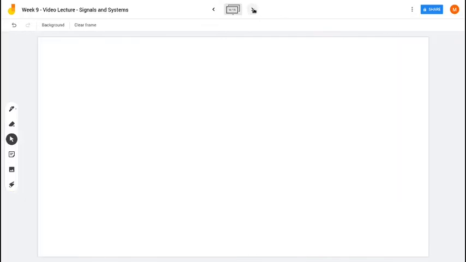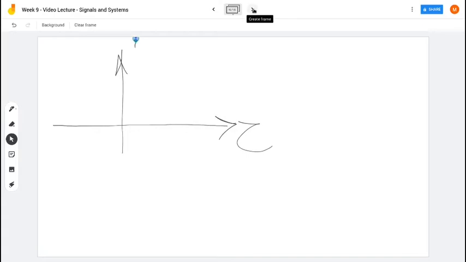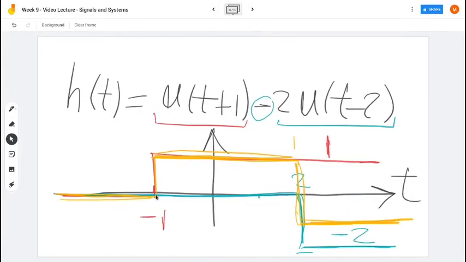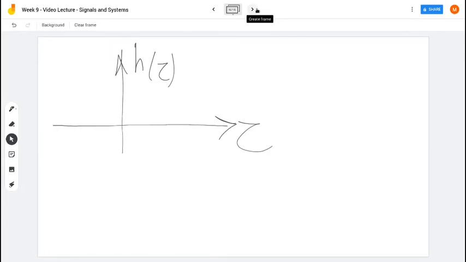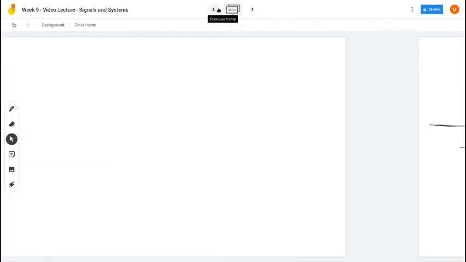h of tau, and let's move back. So it starts at -1, and at 1 it goes to -1. So at -1 over here starts going up to a value of 1, and at instant 2 it goes down to -1 up to infinity. This is h of tau. Okay.